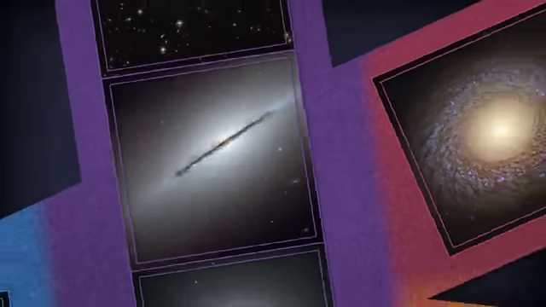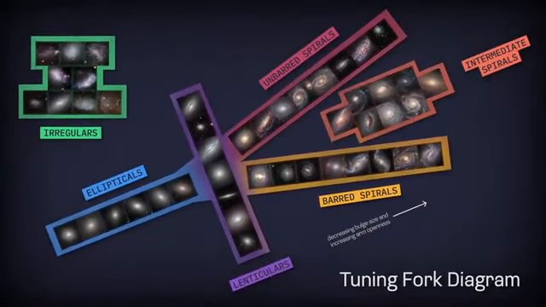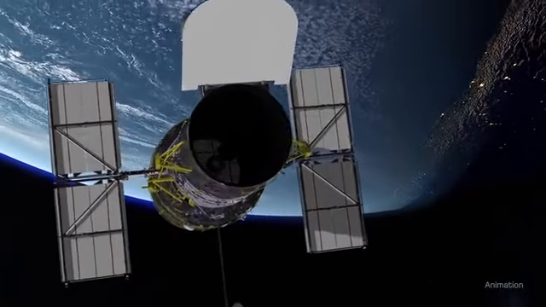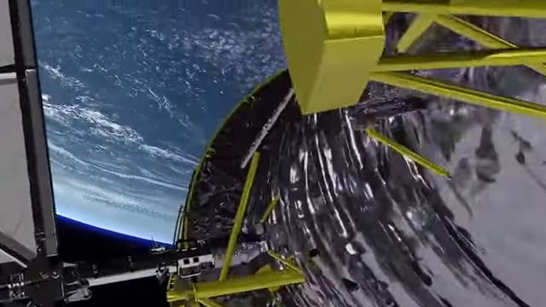Edwin Hubble's tuning fork was a first step in understanding galaxies and how they evolve. Observations by the Hubble Space Telescope will continue to improve our understanding of galaxies and their role in the evolution of the universe.